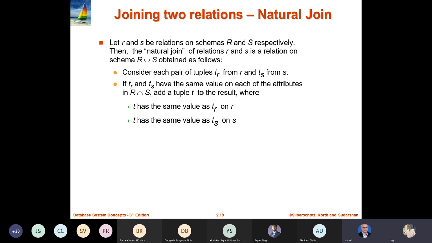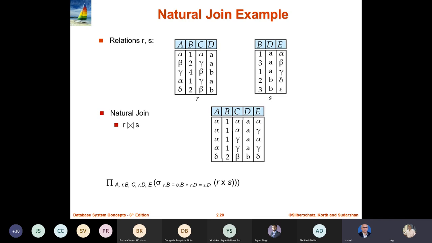Then the natural join of R and S is a relation on the schema R union S, obtained as follows. Consider each pair of tuples tR from R and tS from S. If tR and tS have the same value on each of the attributes in R intersection S, then we add a tuple t to the result, where t has the same value as tR on R, and the same value as tS on S. That is the way the natural join works, right? So that is what we are trying to do out here.